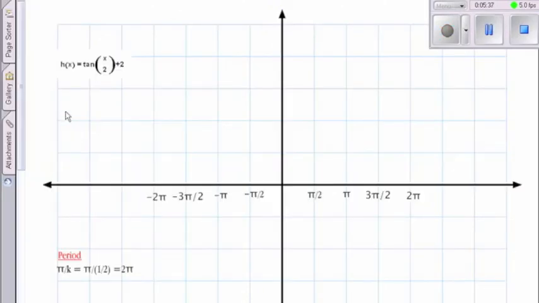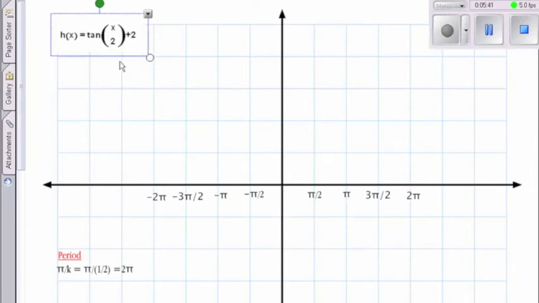Okay, so we're going to look now at how to graph tangent of x over 2 plus 2x. Now, I've already got the graph set up. We've labeled our intervals of pi over 2, pi, 3 pi over 2, and 2 pi, and so forth.